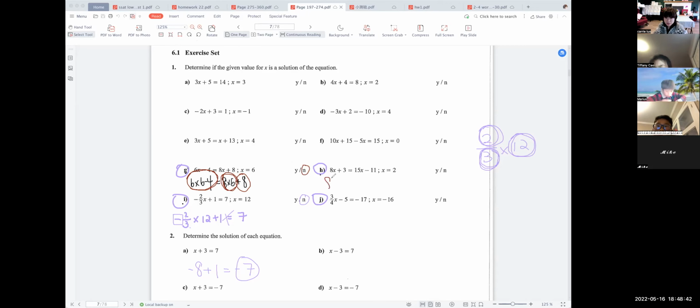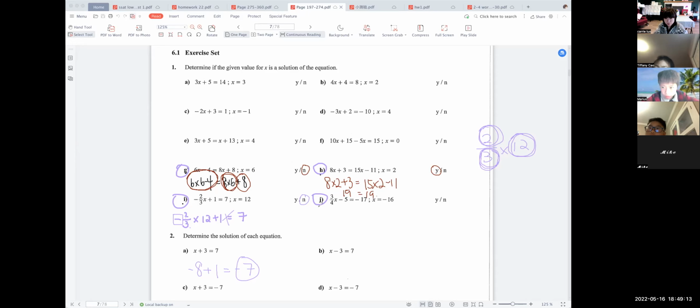So next one is 8 times 2 plus 3 equals 15 times 2 minus 11. So this one is 19. So this one is also 19. So this one's a yes. Okay, so far I get Tiffany and Daniel. They are both right. And Maris, are you getting it right? The first one is no. The second one is yes. Okay, good. So let's just take a look at the last one.